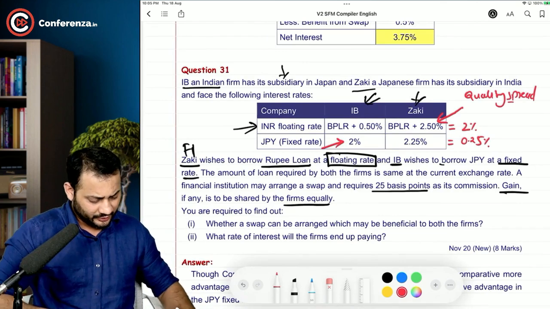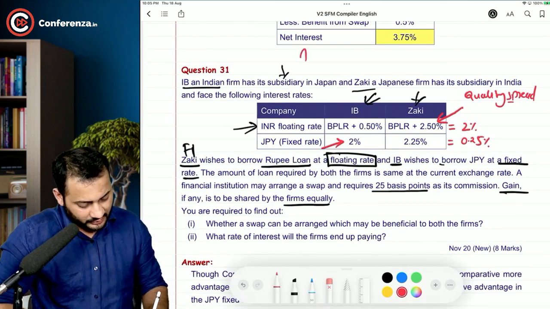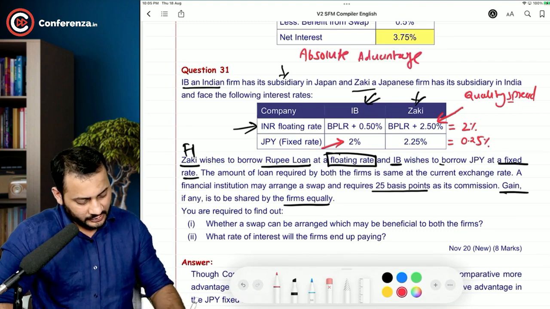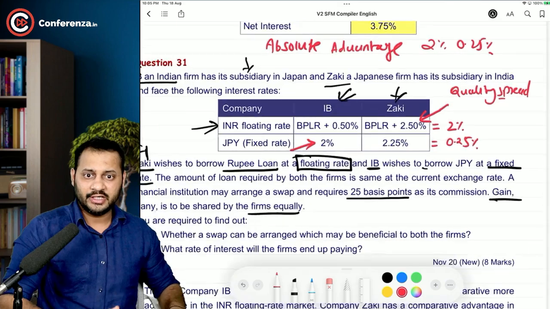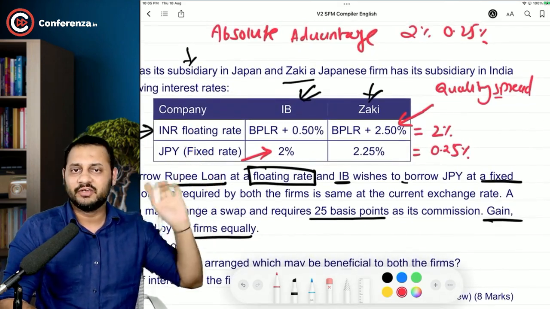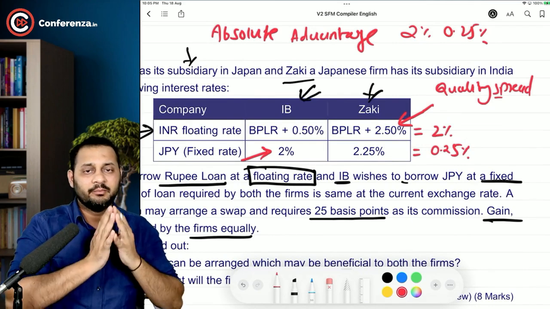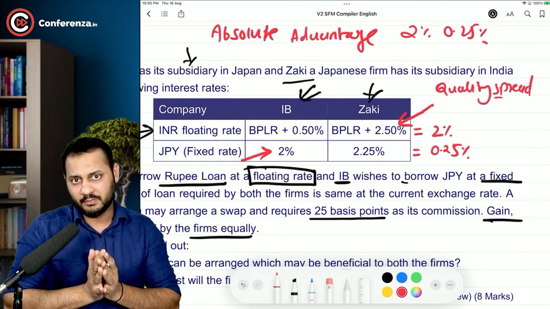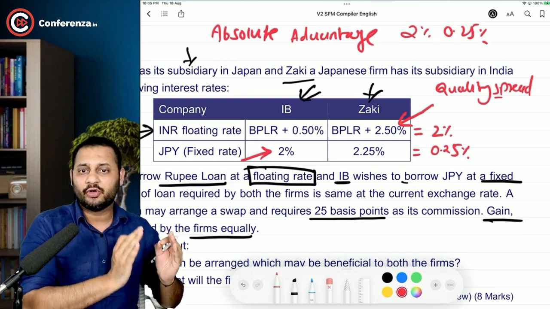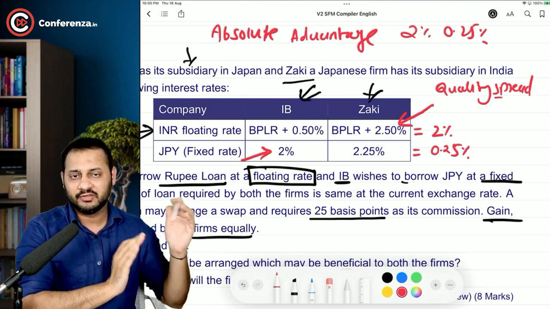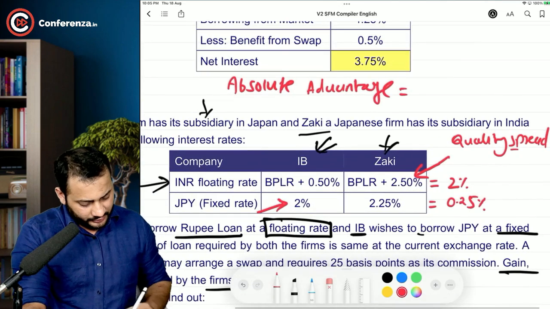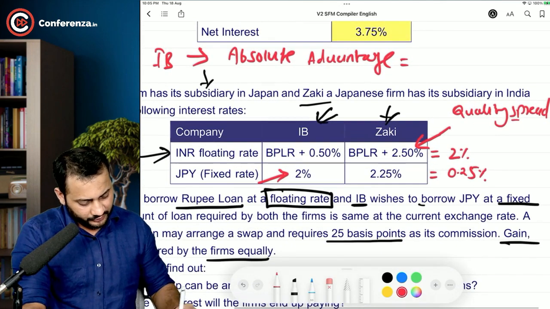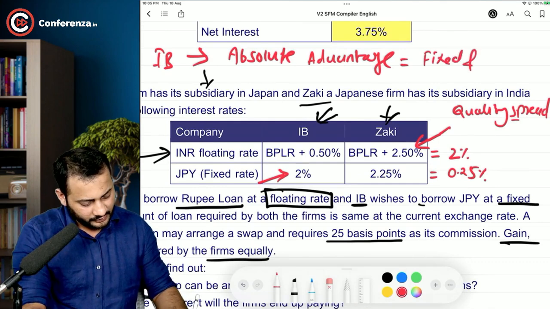Now the two things that you need to understand: first of all, absolute advantage. That is 2% and 0.25%. IB is enjoying absolute advantage in floating rate and fixed rate, because in both the rates, IB is being charged a lower interest rate by the banks. So yes, IB is enjoying the absolute advantage in fixed rate and floating rate. So it's better to write it down like this. Absolute advantage: IB is enjoying absolute advantage in fixed and floating.